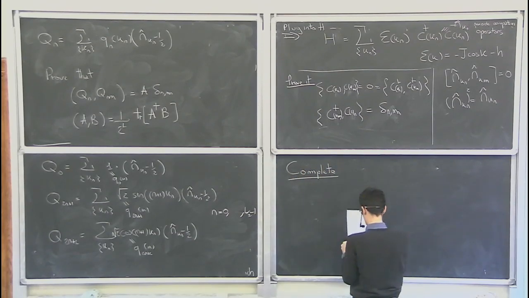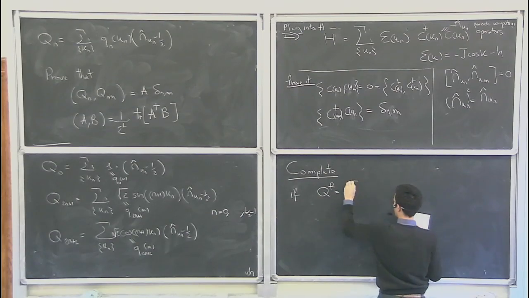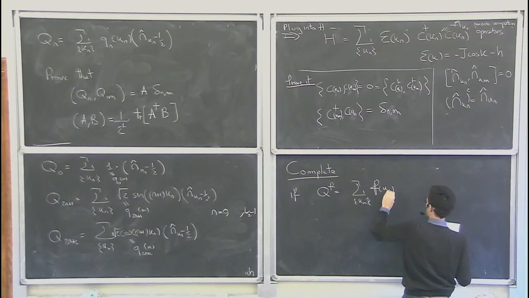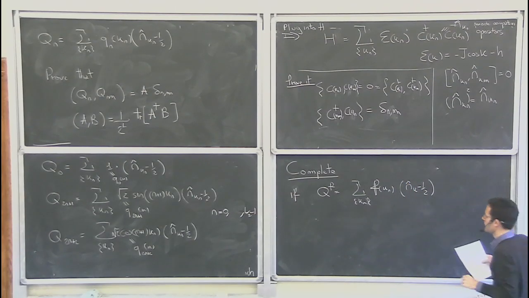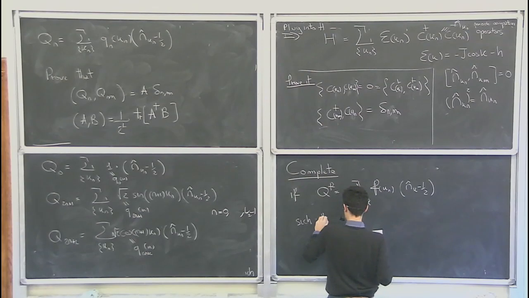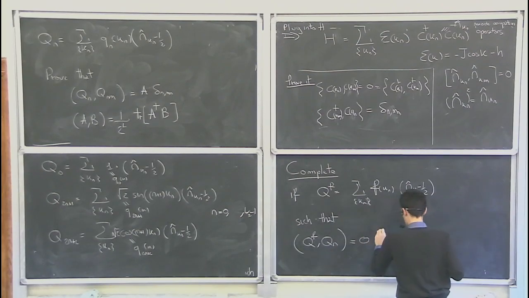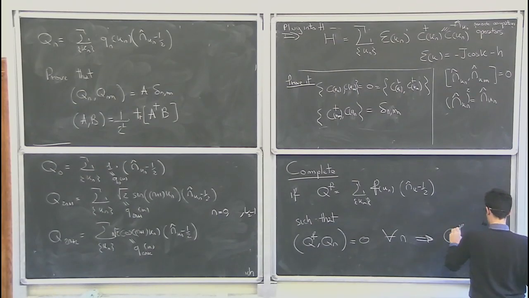in the sense that if I have a charge QF written in this way that is orthogonal to all of them, then QF is 0. Okay?